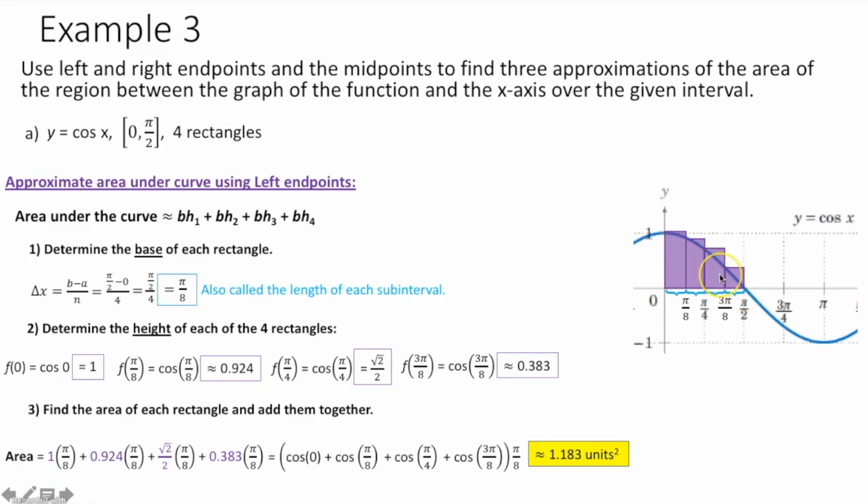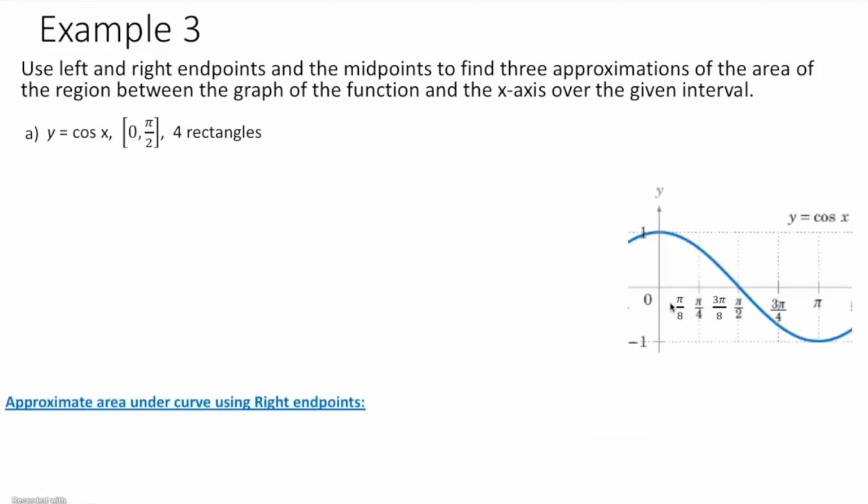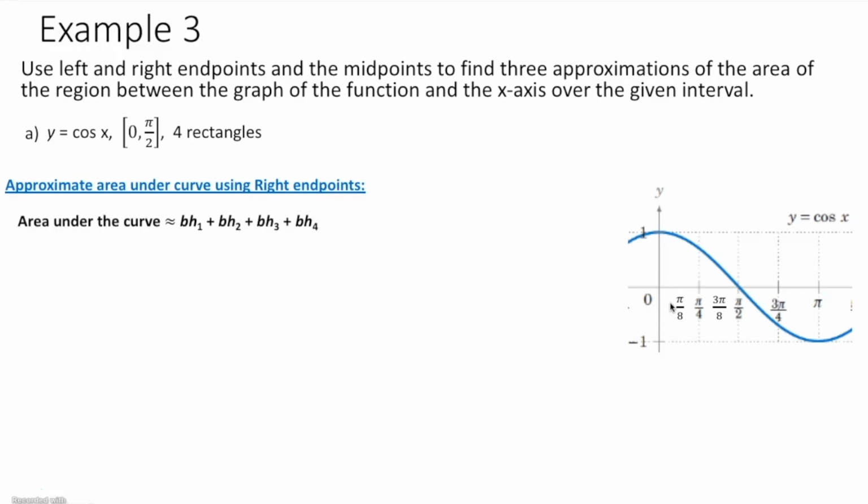Is this an over or underestimate? You can kind of tell based on looking at it. This is an overestimate. And that's because the function is decreasing on the interval and we used a left endpoint approximation. Now we're going to look at the right endpoint approximation for this.